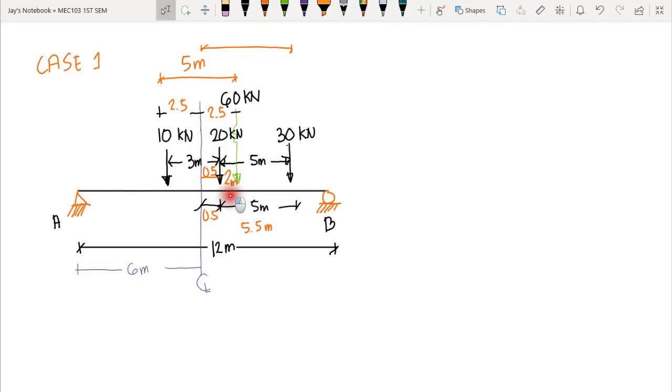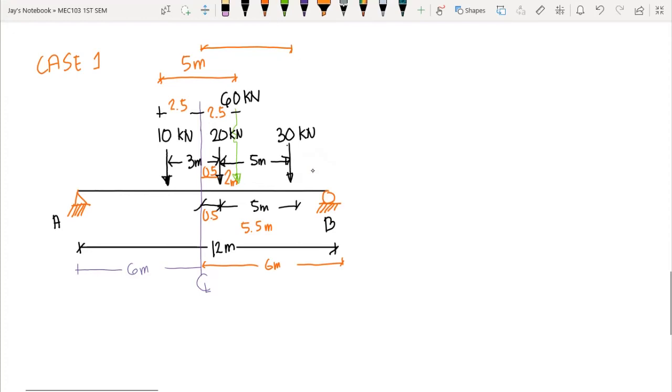Okay, so therefore, since we have 2.5 from the center line to 60, so we have 2.5 minus 2, this would give us 0.5. So we have the distance between 30 to center line, which is equal to 5 plus 0.5, this is 5.5 meters, which is less than 6 meters, correct? Since we know that we have this distance here, which is 6 meters. And we can say then that 30 kilonewton is on the beam. Okay? Now we can say then that 30 kilonewton is inside the beam.